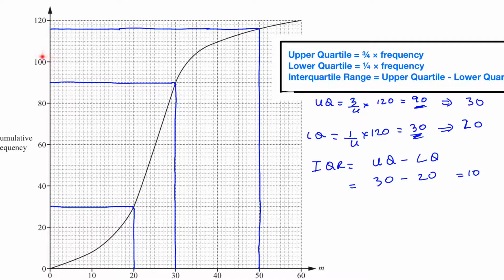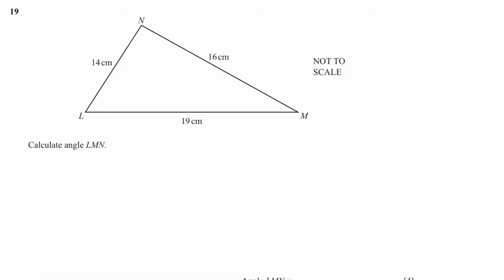Each line here is 2. So it is 102, 104. So this will be 110. And we have 3 lines here, so 116. We have to find the difference between 120 and 116. So that will give us 4. 4 students took more than 50 minutes to complete the homework.